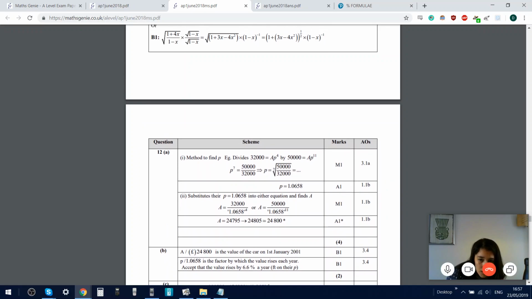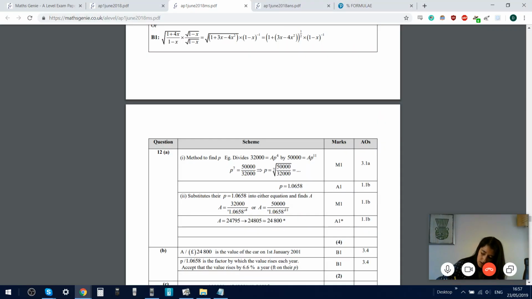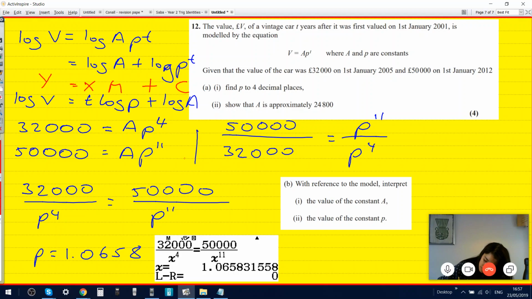Let me just, so that's B is the initial value, and then the factor P, 0.06, is the factor by which the value rises each year. Yeah, so that's how much it goes up, not every 2 years, every 1 year, each year. So the gradient is change in y over change in x, and so for every 1 increase in x, it's m increase in y, or in this context, for every 1 increase in year, the value goes up by the gradient.